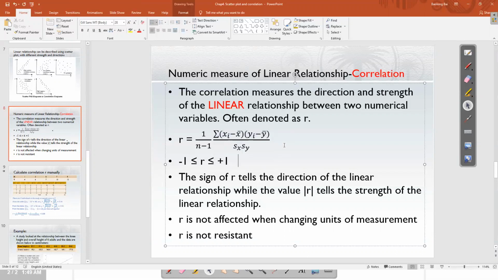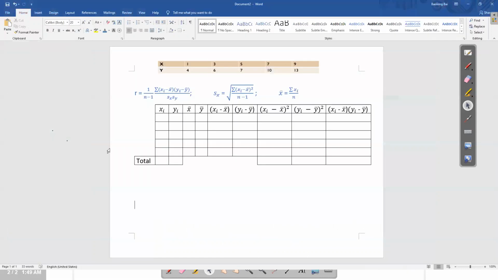Recall earlier when we calculated standard deviation, we calculated the sum of xi minus x bar squared using the worksheet. That helps us a lot because it's organized. For any summation, we can use the same approach. We can use the worksheet to calculate this top summation, and plug it into the calculation afterwards. So let's look at a small example of how to calculate sample correlation.